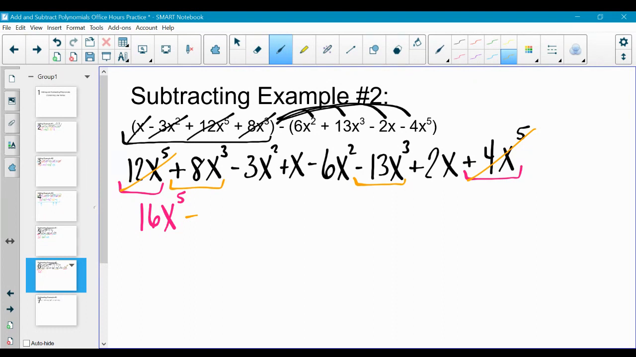So that is going to give us a negative 5x cubed.